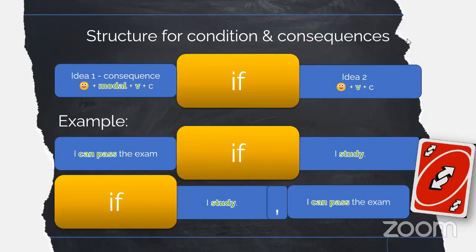I can buy a new house if I win the lottery. Exactly. That's correct. I can buy a new house if I win the lottery. Totally.